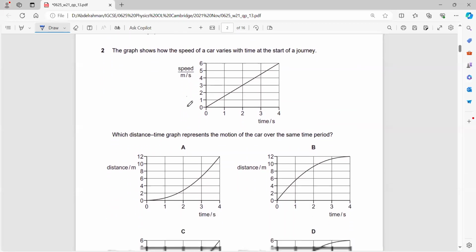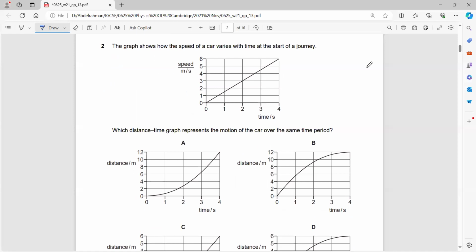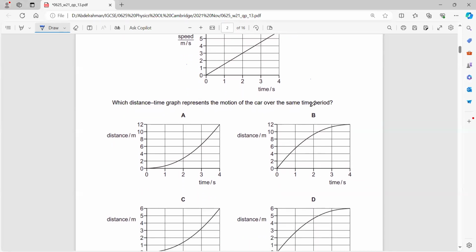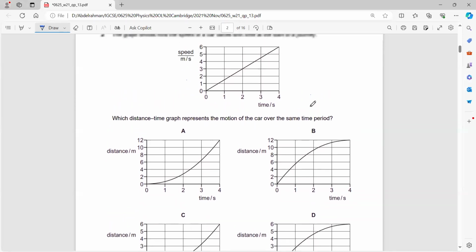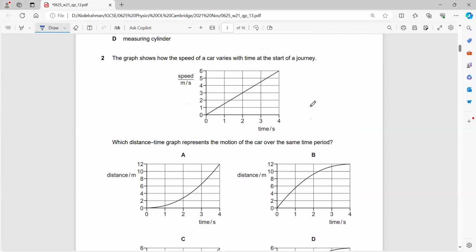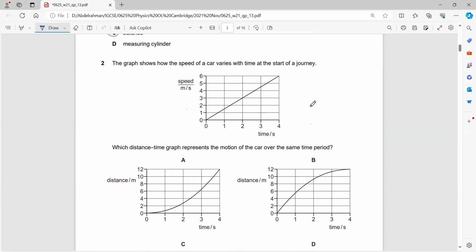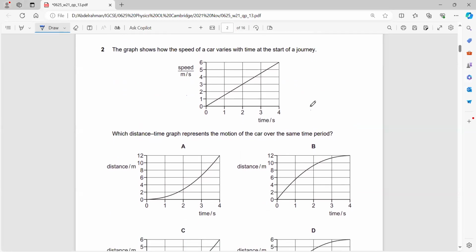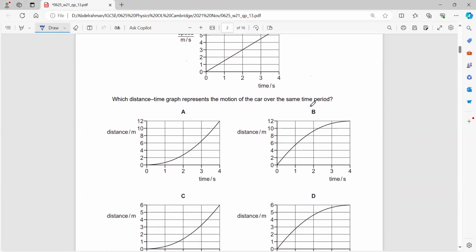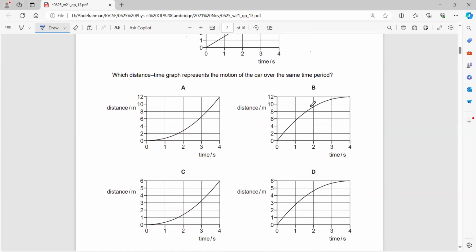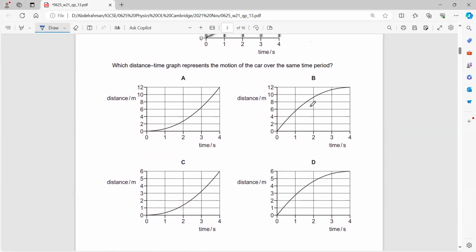In question 2, the graph shows a speed-time graph. Okay, which distance-time graph represents the speed-time graph? What's happening to the speed? Initially, the speed was increasing. Which of these graphs would show the increasing speed? A. Okay, a lot of you are saying A.